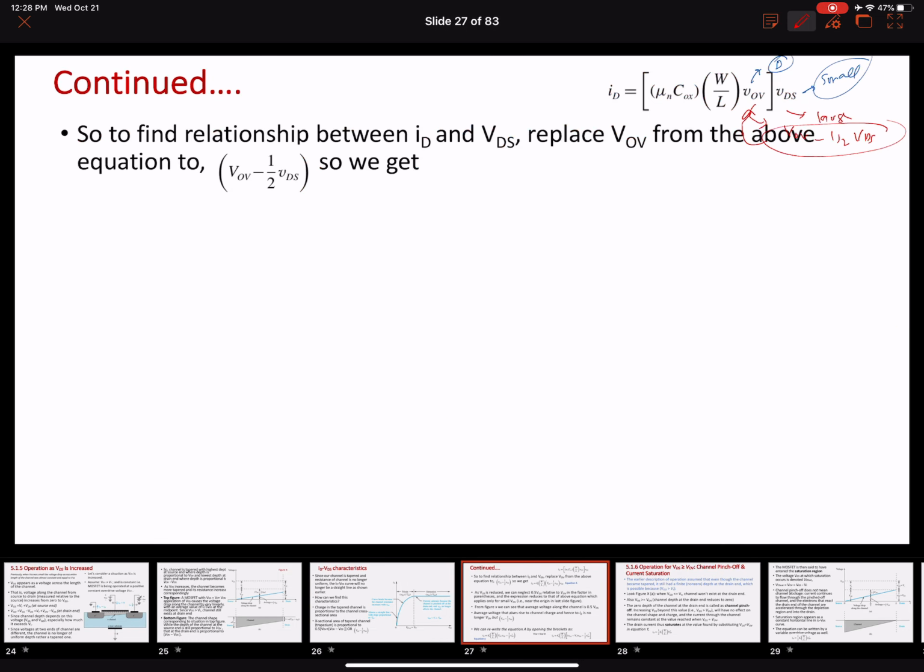Okay, so our equation will remain the same. This mu n Cox is again K'n, so K'n W over L. VOV is replaced by VOV minus half of VDS, the voltage appearing across the length of the channel, and then the VDS. We're going to call it equation A. Now this is the equation for the triode region.